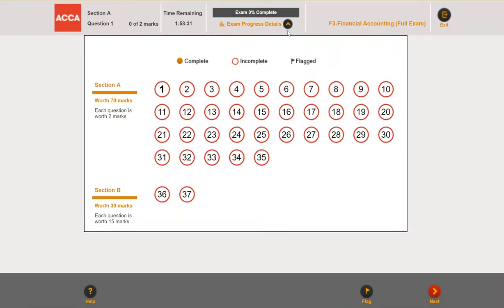So the first thing that is important in the F3 exam is how to attempt these questions. The strategy. Many people have different strategies. Some people like to start from question 1 and work all the way to question number 37. Some people attempt section B first and then section A. My approach is a little bit different. I start from section A, but I only answer some questions, not all questions. Then I go to section B, then I come back to section A.